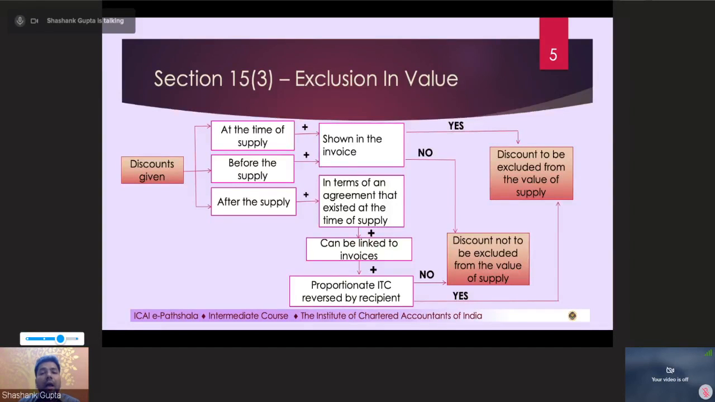Discount given after the supply, that is, once the supply has already been made, in terms of an agreement that existed at the time of supply. So basically, all these FMCG companies, Hindustan Unilever, Pepsi, Coke, they have an arrangement with their dealer that if you achieve 10 crore worth of sales in a year, I'll give you 10% additional discount. That's a target-based incentive.